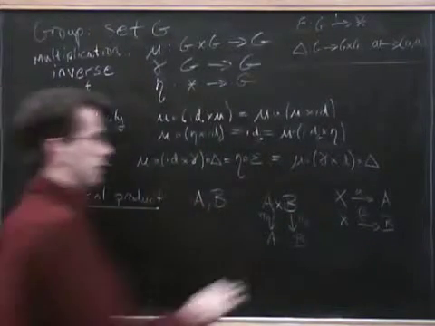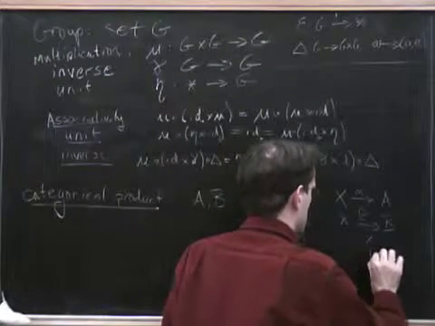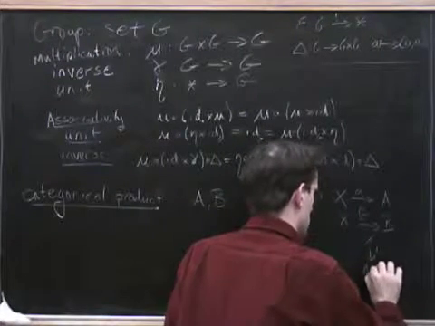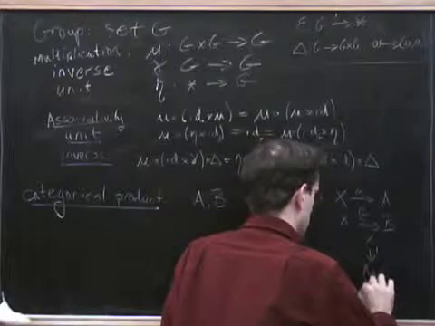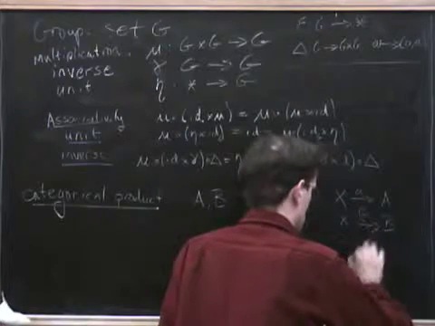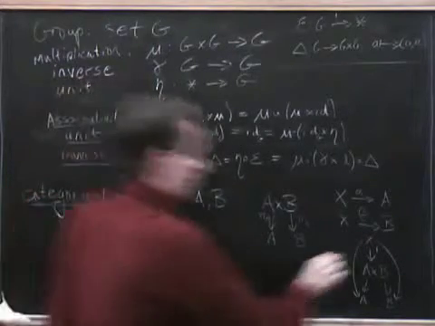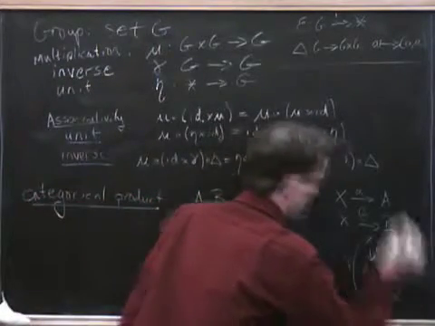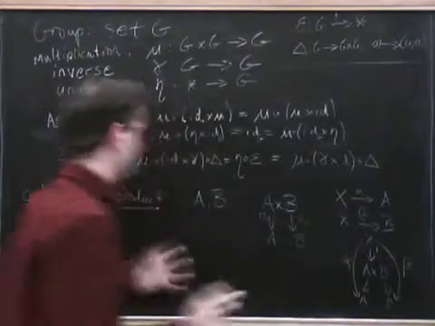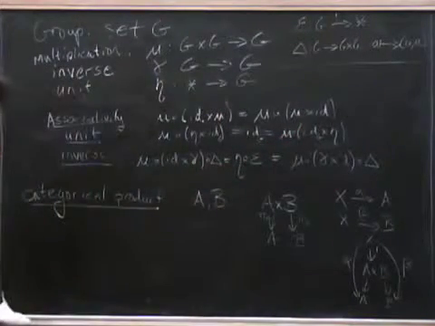If we have two such maps, then we have a unique map from X down to A cross B, such that if we compose that with either of the projections, then we get the two maps that we first thought of. So given two such maps, we have this. So this is the fact that we have a categorical product. So the Cartesian product is the product in the categorical sense.